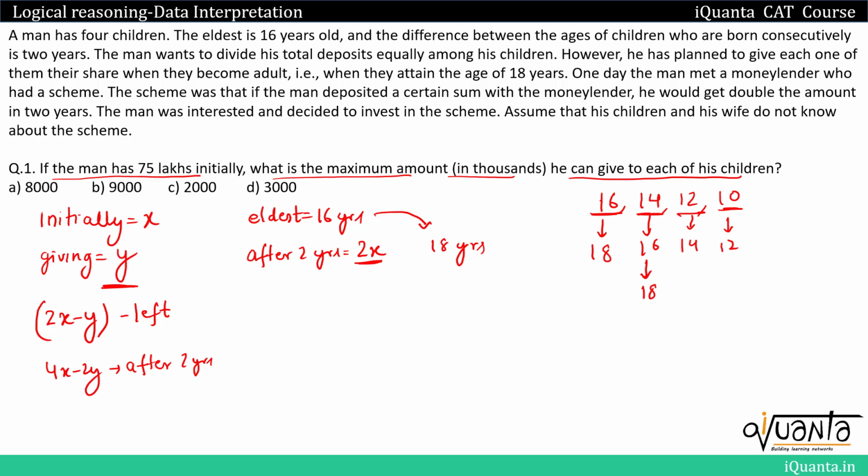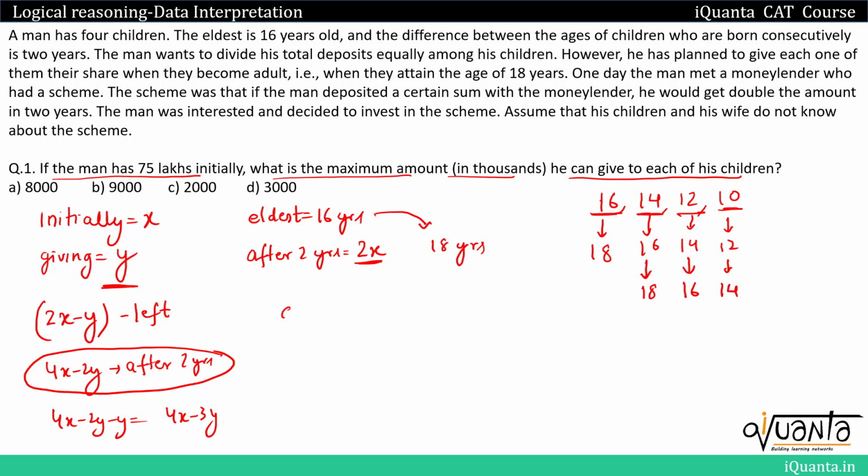So from this 4x minus 2y that the man has after 2 years, he will give away y rupees again, because he is giving y rupees to each and every child. So after giving away y, 4x minus 2y minus y, he will be left with 4x minus 3y. So now he has given away the share of money to second child as well. In the same 2 years, this 14-year-old child became 16 years old, this 12-year-old child became 14 years old. Now it's time to give money to the third child, which is 16 years old.